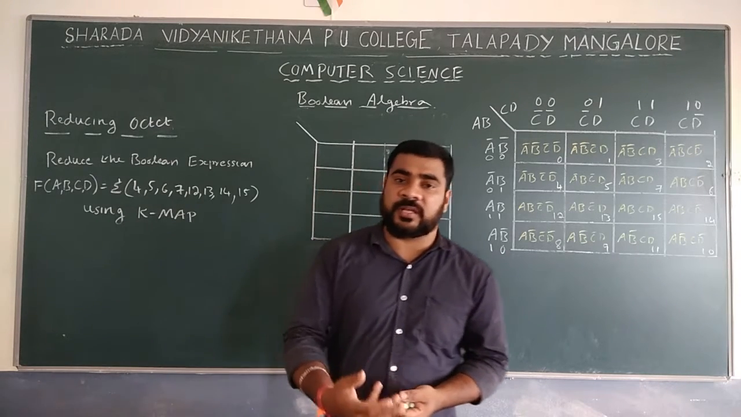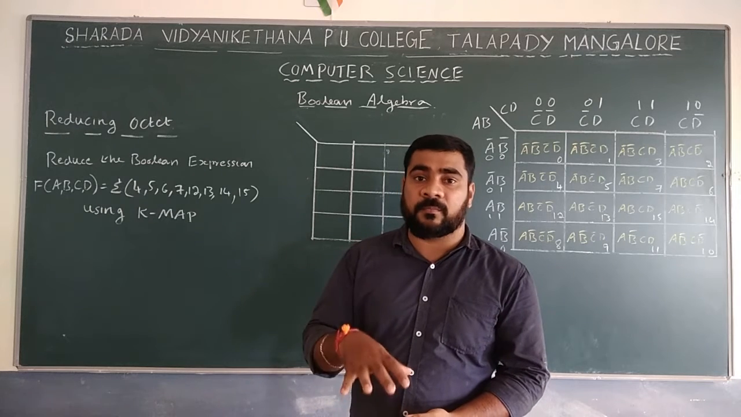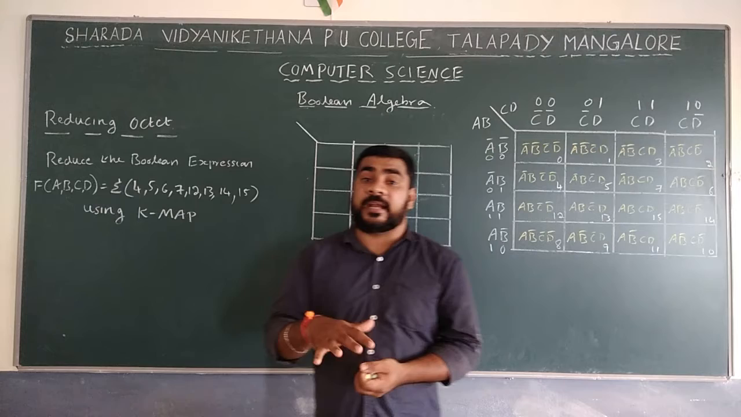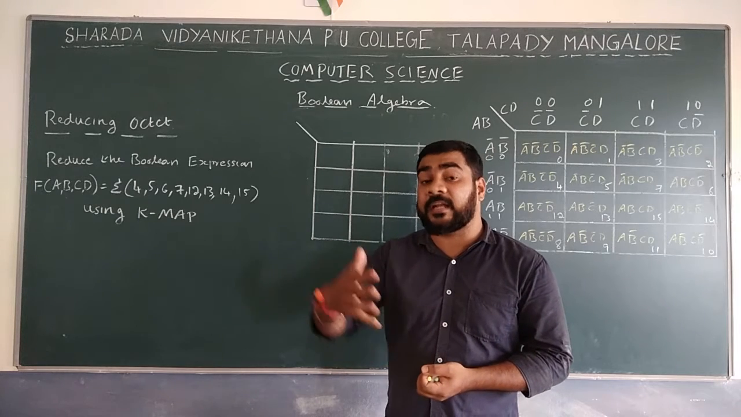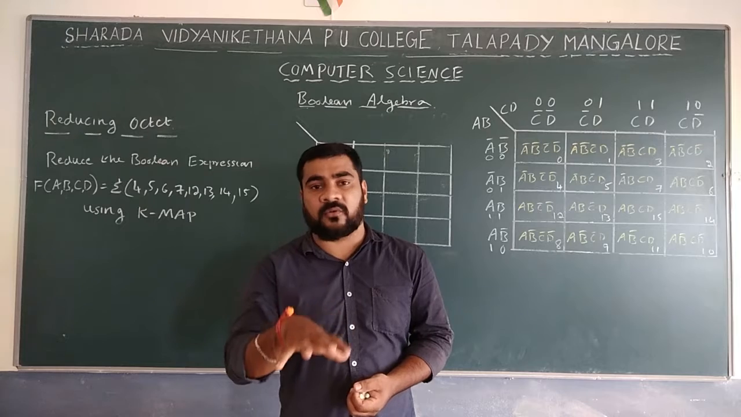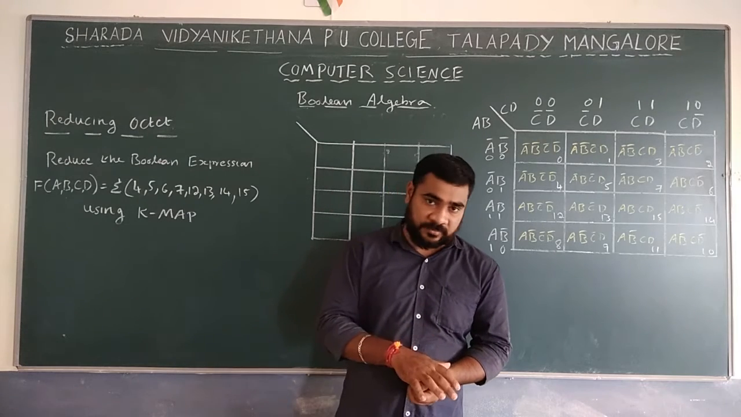Today we are moving to the next session based on the chapter Boolean Algebra. In this session we are mainly discussing reducing the octet. Whenever an octet, 8 adjacent cells, is there, how we can reduce that is what we are going to discuss in this session.